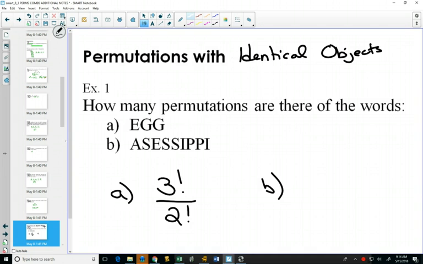In MISSISSIPPI, 1, 2, 3, 4, 5, 6, 7, 8, 9 letters. But now we have 3 S's, so we divide by 3 factorial for the S's, 2 P's and 2 I's, 2 factorial and 2 factorial. And objects that have only 1, you don't need to divide by 1 factorial, but it wouldn't make a difference if you did. So everything that is identical needs to get divided out. So one way that identical object questions come up is just with words. Okay.